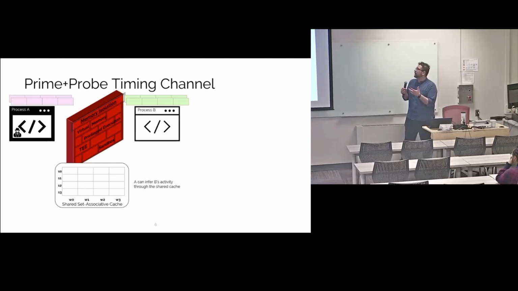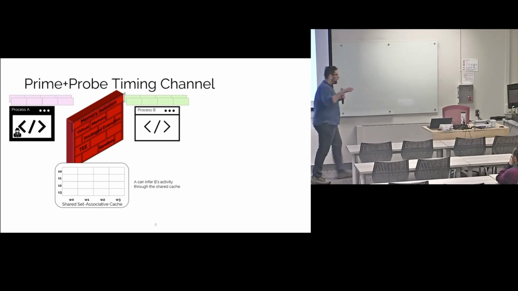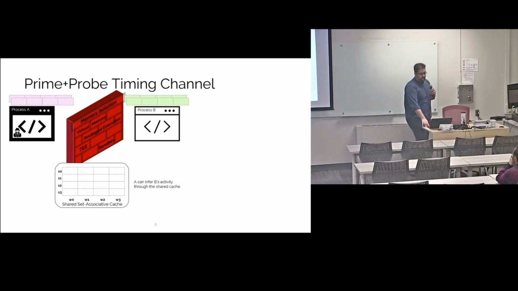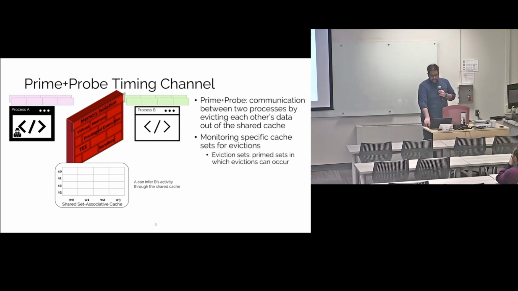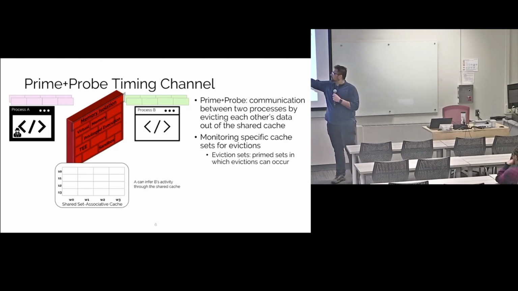So let's take a look at one of the side channels. This is the prime and probe timing channel, where what you need to know is that you have this shared cache. It is organized into a number of sets and a number of ways. And the prime and probe timing channel operates on cache sets. What happens in this case is there are two processes, A and B, and they can communicate with each other or infer each other's data by contention in specific cache sets.